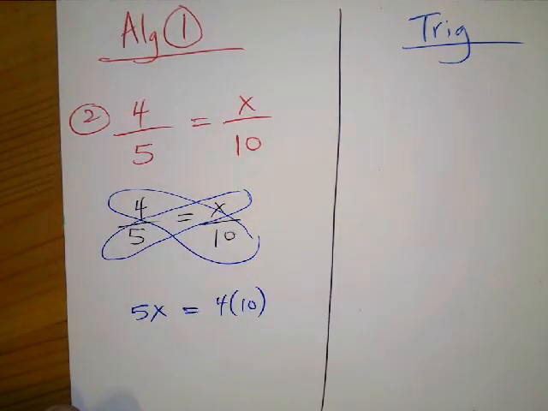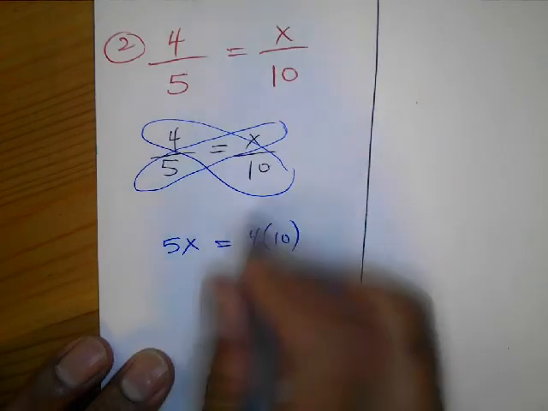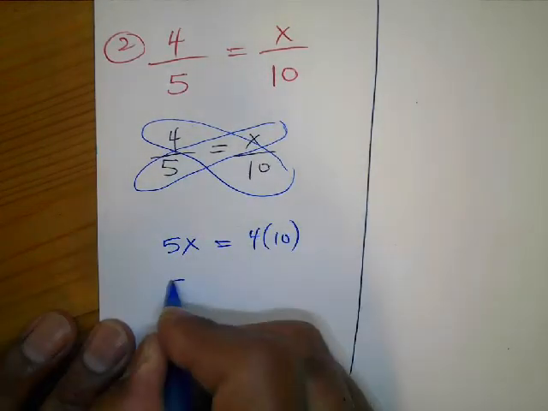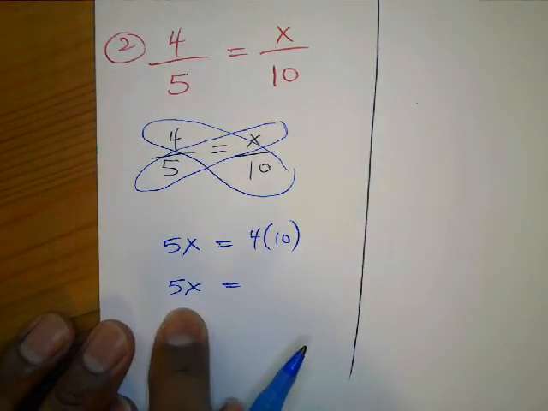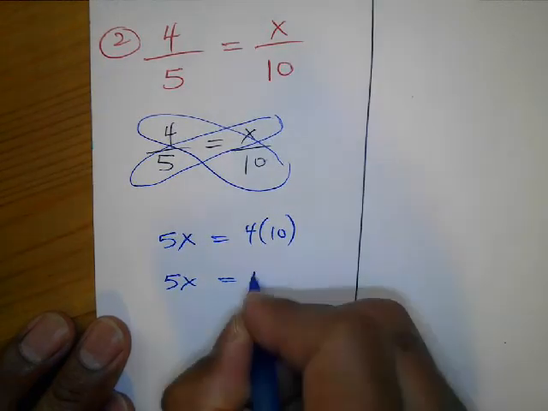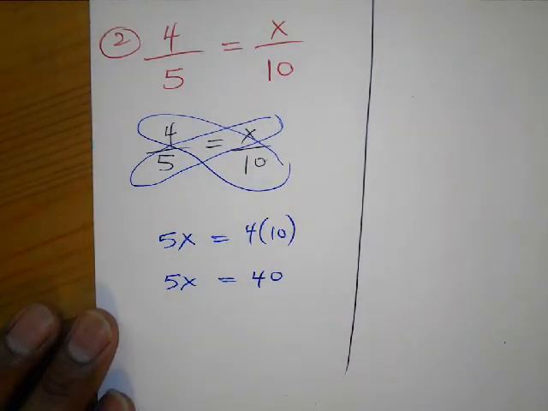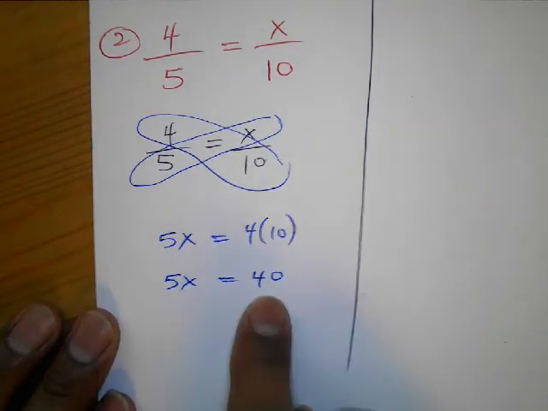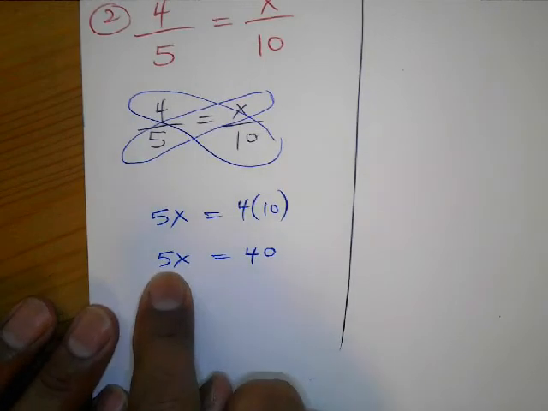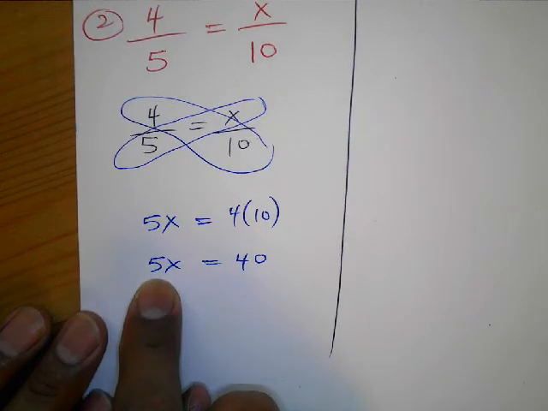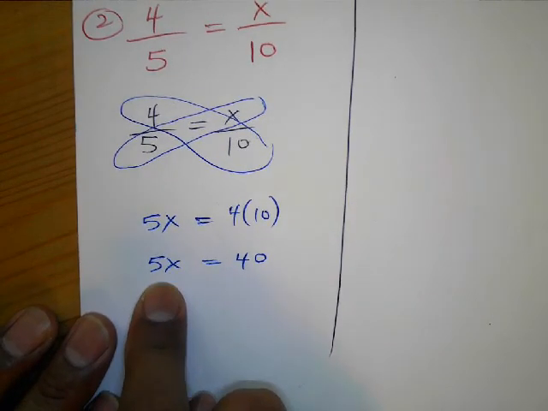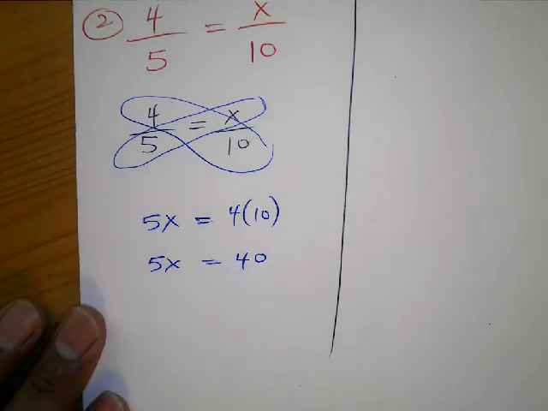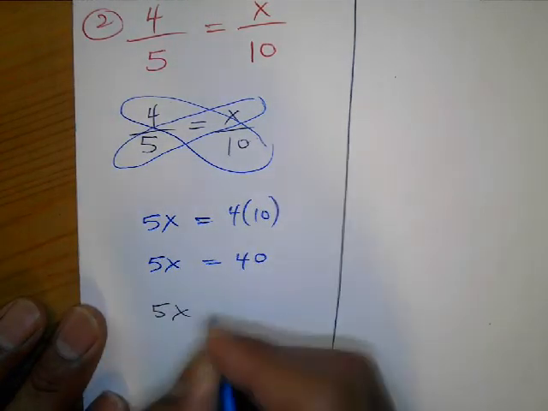4 times 10. So the answer is not just multiply 4 times 10, right? No. We'd have to now look here and see x is not alone. It says 5x equals 40. Well, the answer is just not 40. See, x is still not by itself. But here's the question for you. How do you get x by itself now? Well, we're just like one step away, right?